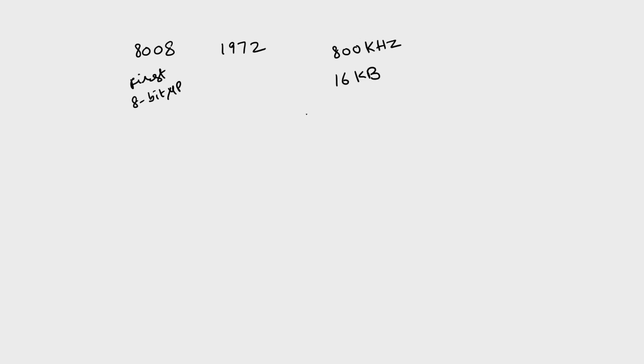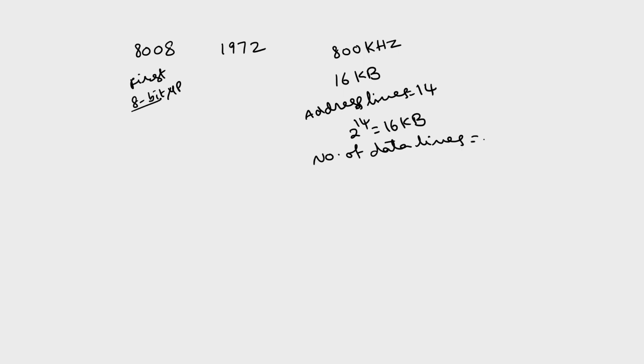That means we will have 14 address lines, because 2 raised to the power of 14 is 16 kilobytes. And the number of data lines is 8, since 8-bit represents the number of data lines.